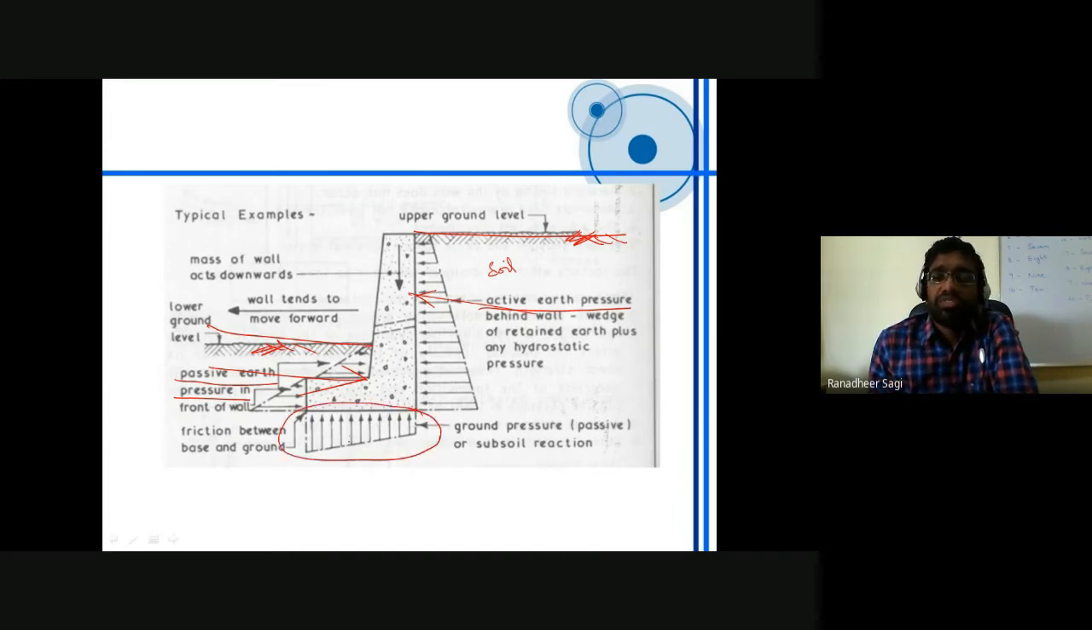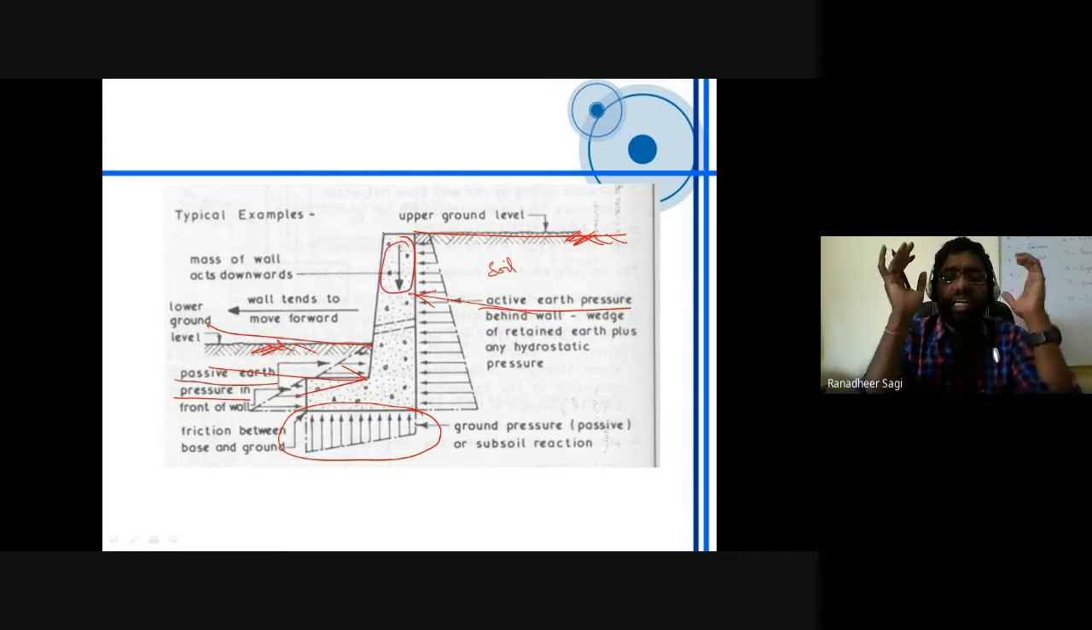That is what we call your subsoil reaction, or ground pressure, or you can also call it your bearing pressure, the pressure exerted by the soil at the bottom of the retaining wall. So that's what we are mentioning here. And obviously, you are also going to be considering the effect of the weight of the retaining wall.